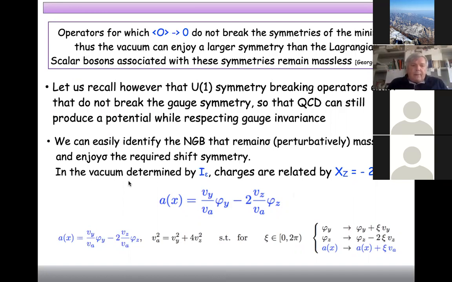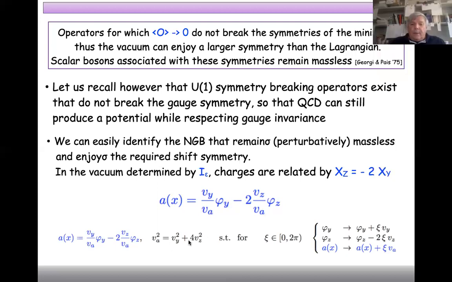I decide to take the vacuum determined by the epsilon invariant. So the charges are related in this way. The Goldstone boson is this one. This 2 is related to Z2, so that's the way you identify the Goldstone boson. What we would call the axion decay constant, VA, is related in this way to the original vacuum expectation values of the two fields.